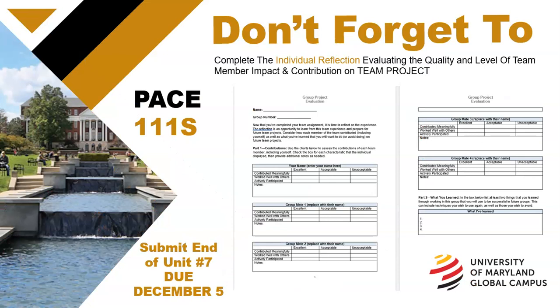Don't forget that at the end of unit number 7, which is when the team project is due, December 5th, you also are asked to submit an individual reflection on each of your teammates. Again, this is to build in accountability. So you are to tell us to what degree did Steve contribute meaningfully to the team? Did he work well with others? Did he actively participate? And then also provide some notes. Again, it's a way to really build in some accountability.